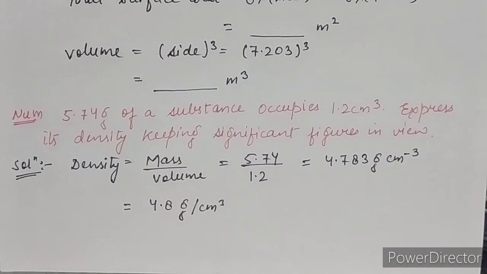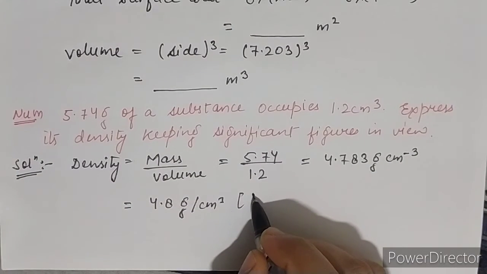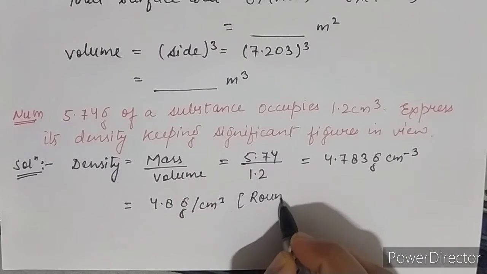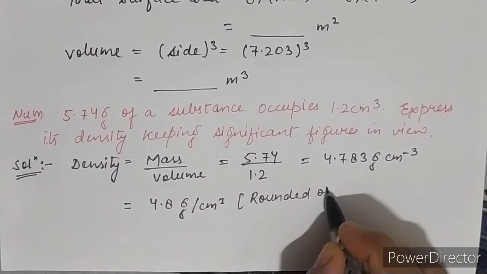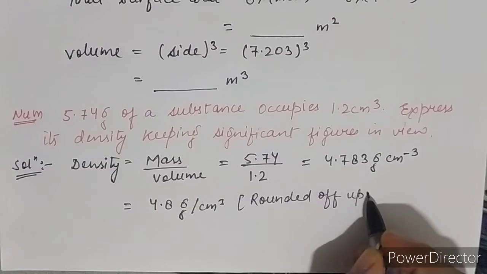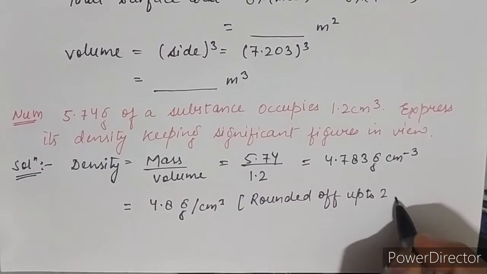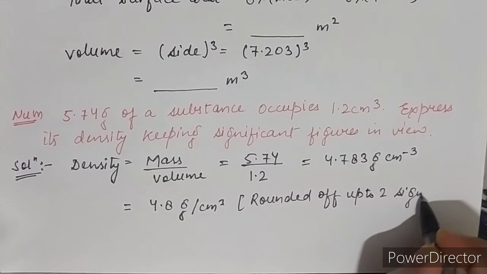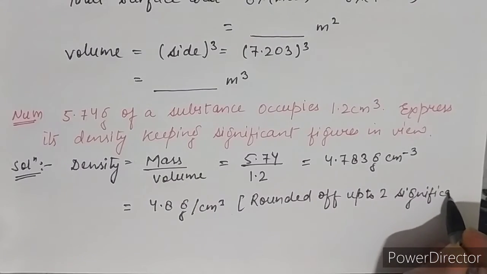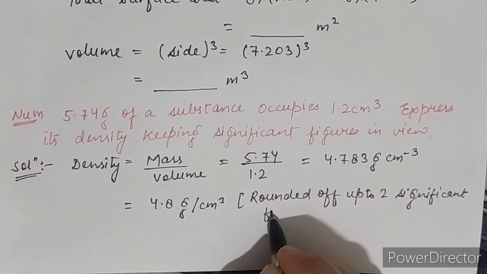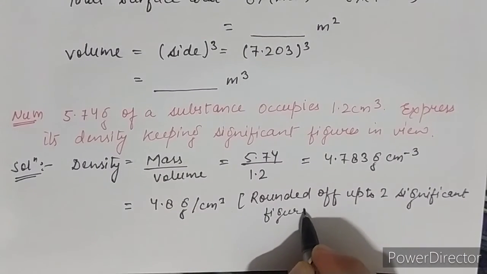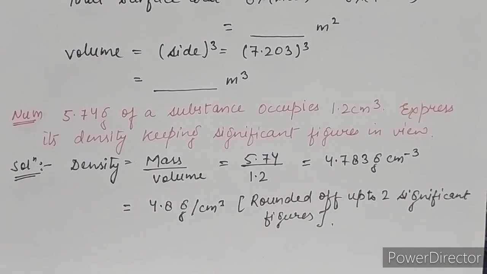And what was the significant figure? So we have rounded off this value up to 2 significant figures. This also you have to write down. Clear? Okay, so I think you understand the concept of this.